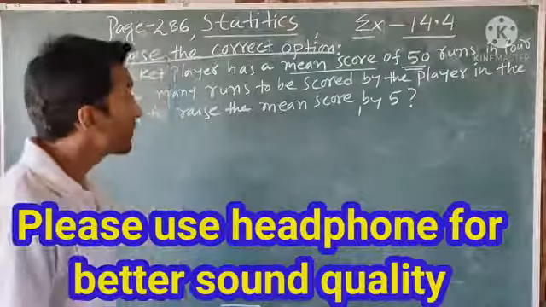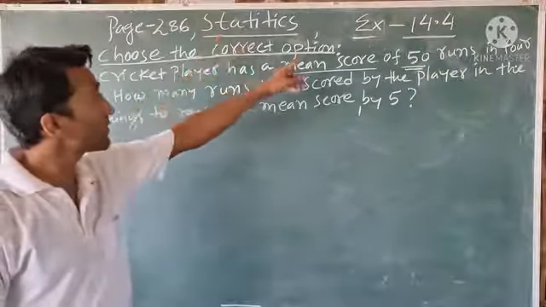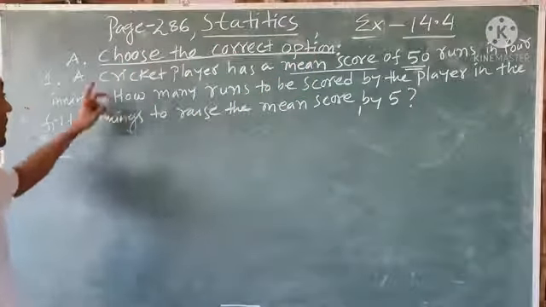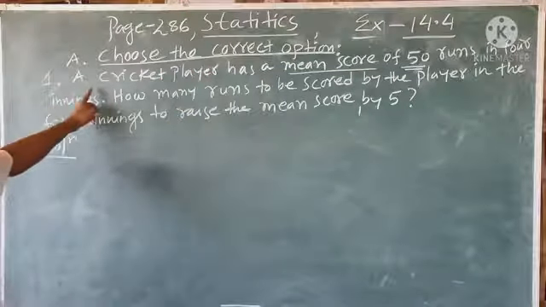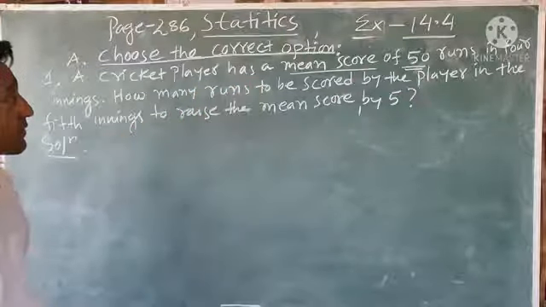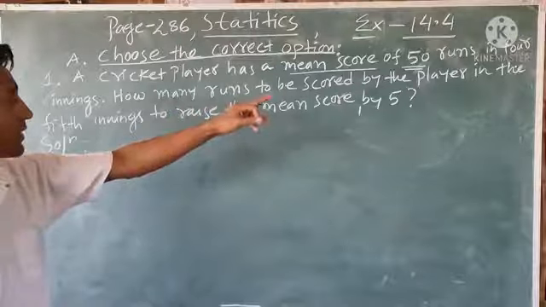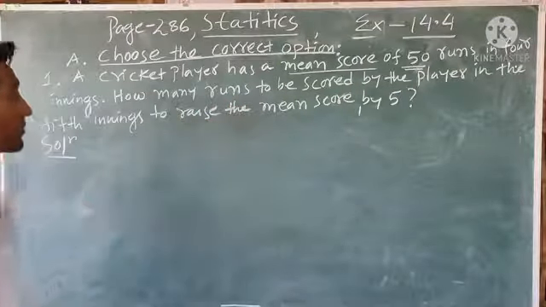Hello students, in this video we will learn statistics exercise 14.4, page number 286. We will do the choose the correct options. Number 1: a cricket player has a mean score of 50 runs in 4 innings. How many runs to be scored by the player in the 5th innings to raise the mean score by 5?